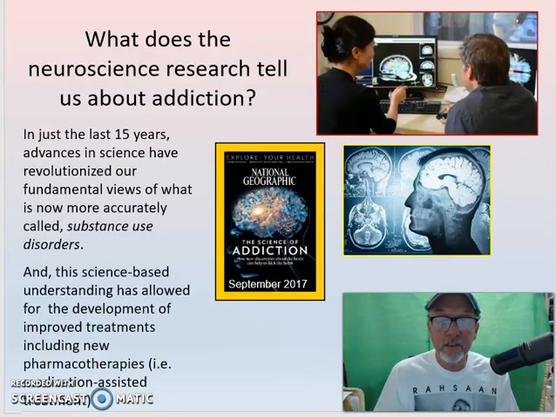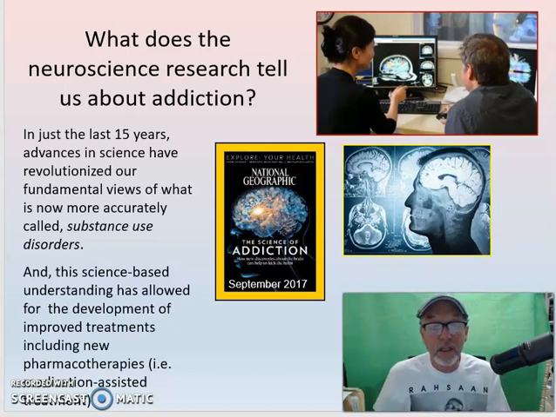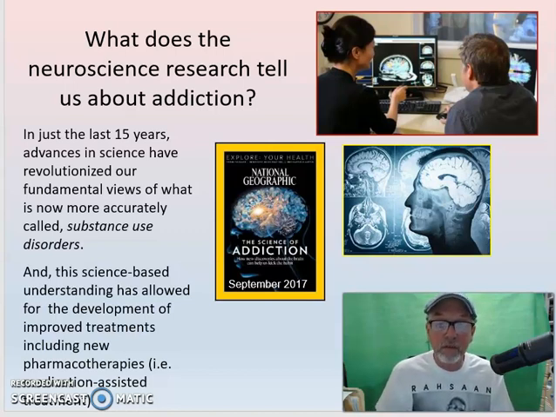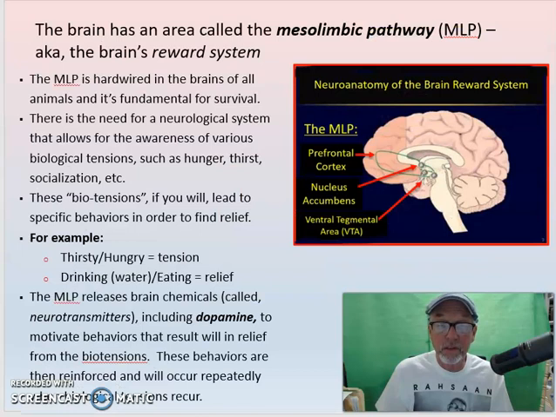So what does the science tell us about addiction? Well, in just the last 15 years or so, advances in science have revolutionized our fundamental views of what is now more accurately called substance use disorders. We really don't use the term addiction for drug and alcohol use because it's not accurate, and it doesn't describe the health condition very well, and it has a lot of stereotypes, stigma, and emotional baggage attached to it. And the science-based understanding has allowed for the development of improved treatments, including new pharmacotherapies called medication-assisted treatments.